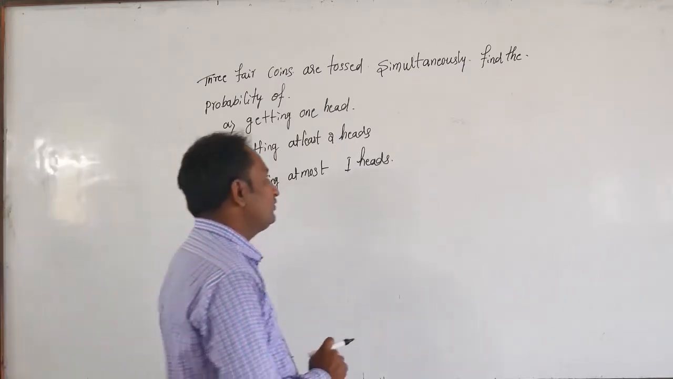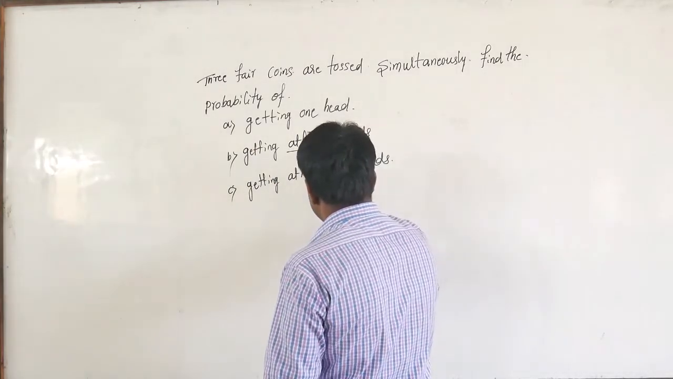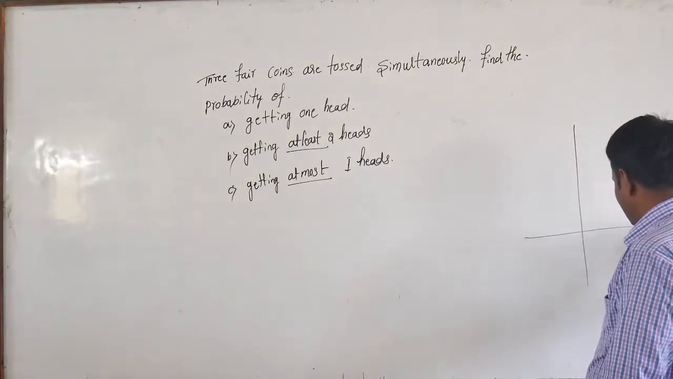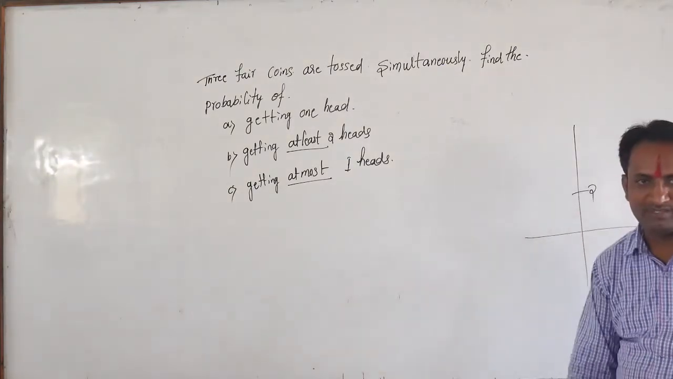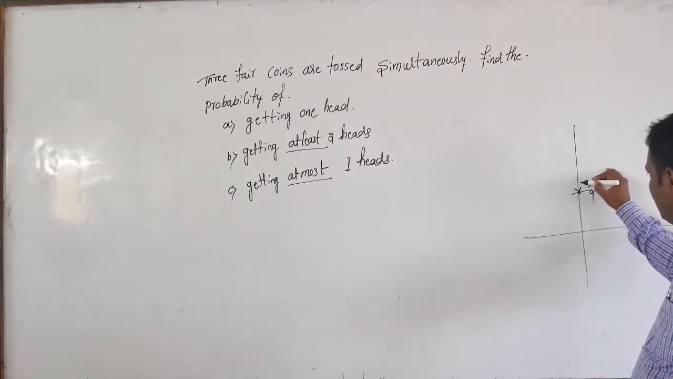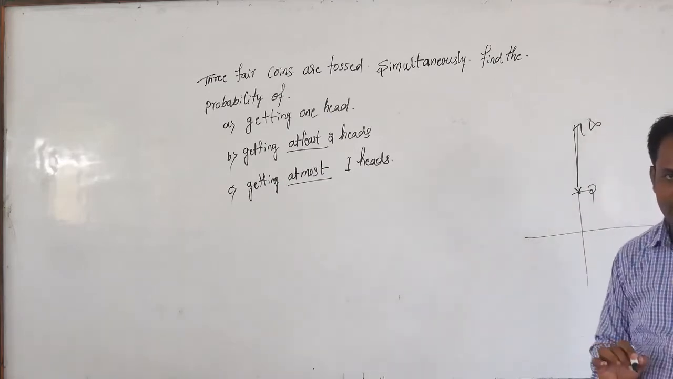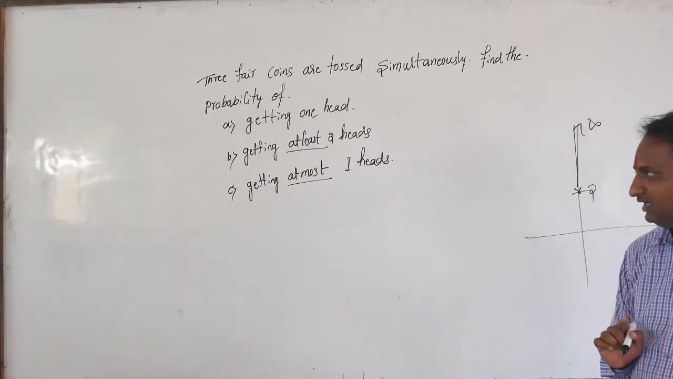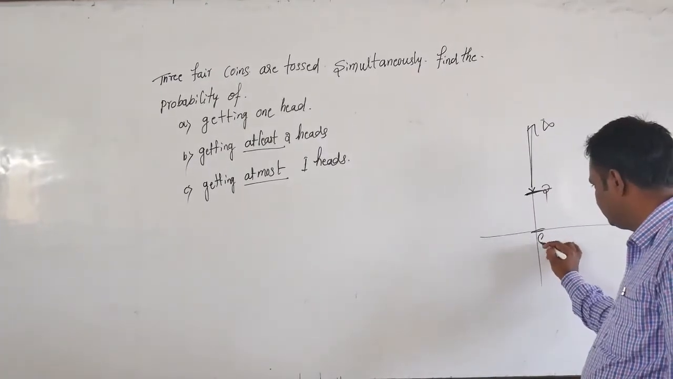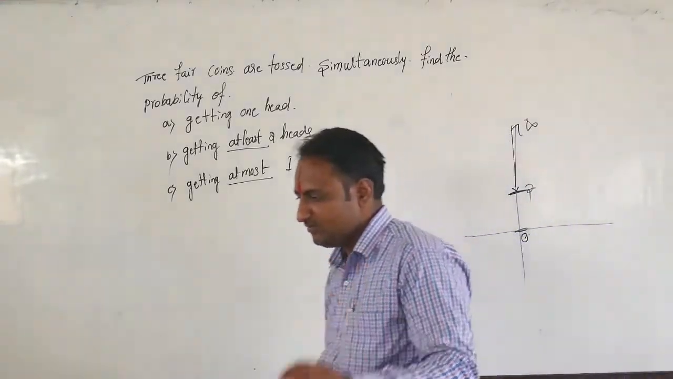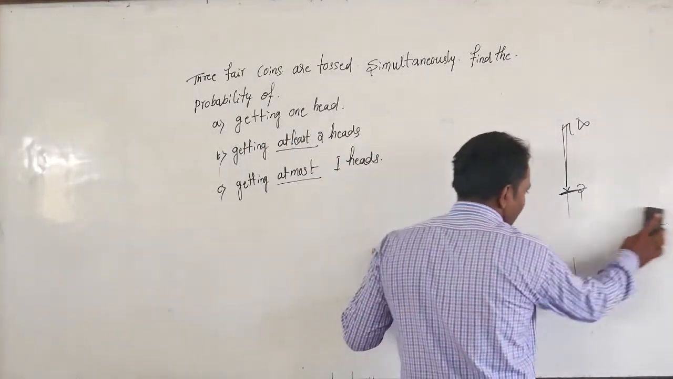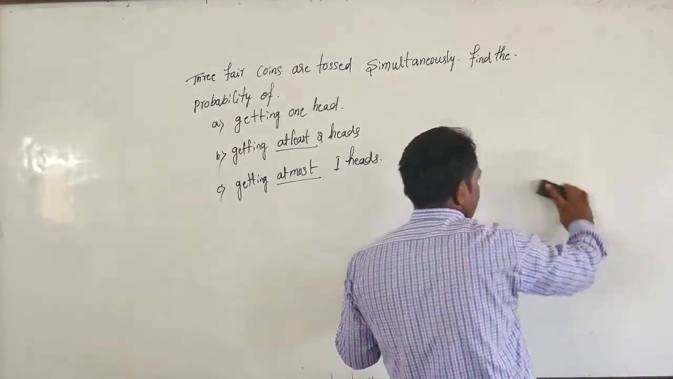Here we need to know these two concepts, at least as well as at most. At least 2 means minimum 2 to maximum infinity. At most 2 means maximum 2, minimum 0. This is the condition for at least and at most.